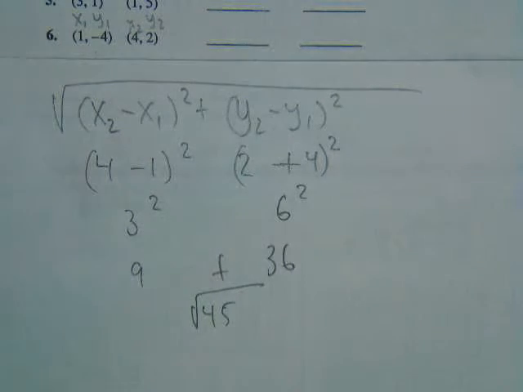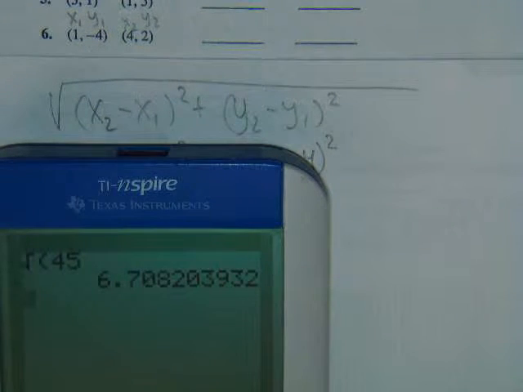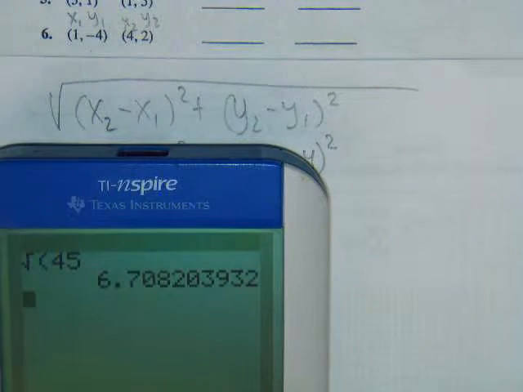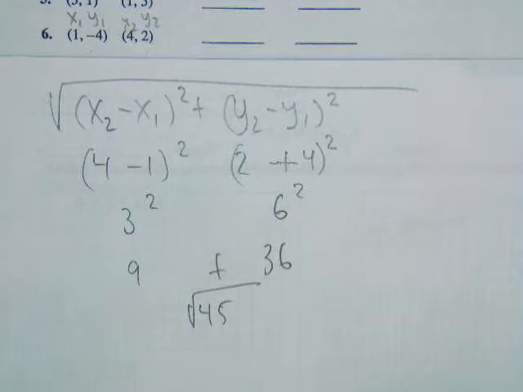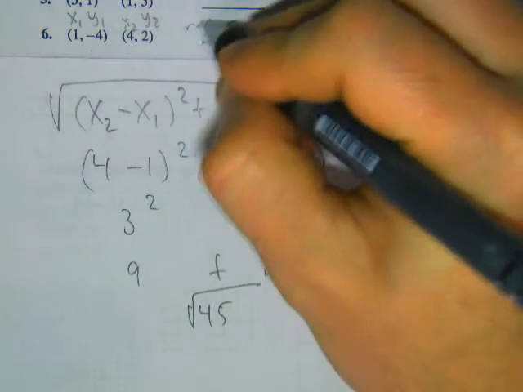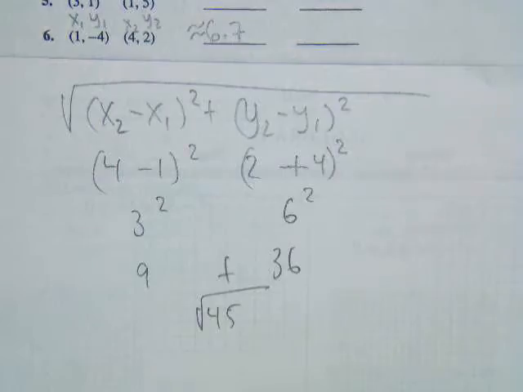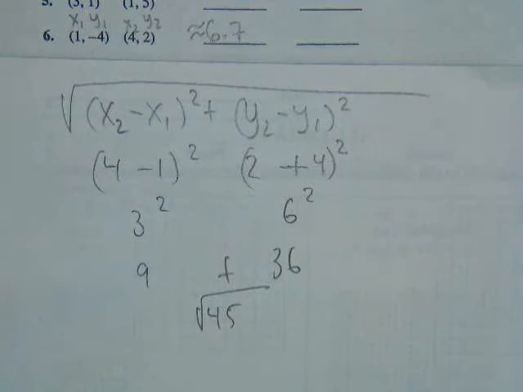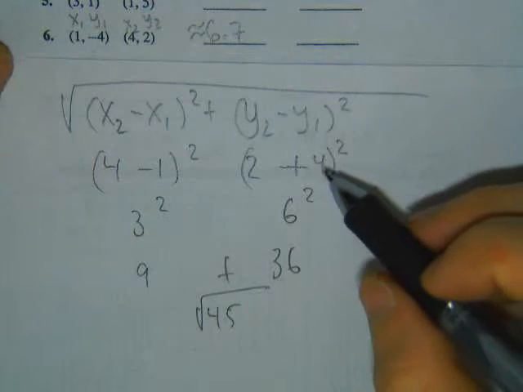So to do that, you just take it and plug it in. And you should get 6.7. Approximate. And let me just check it. And it works.